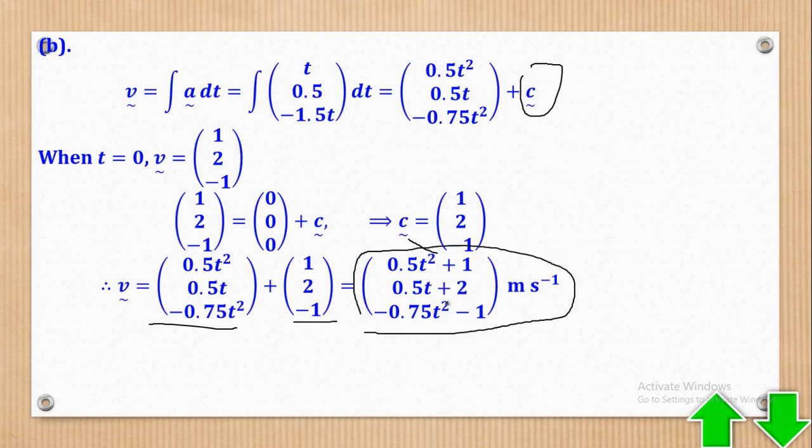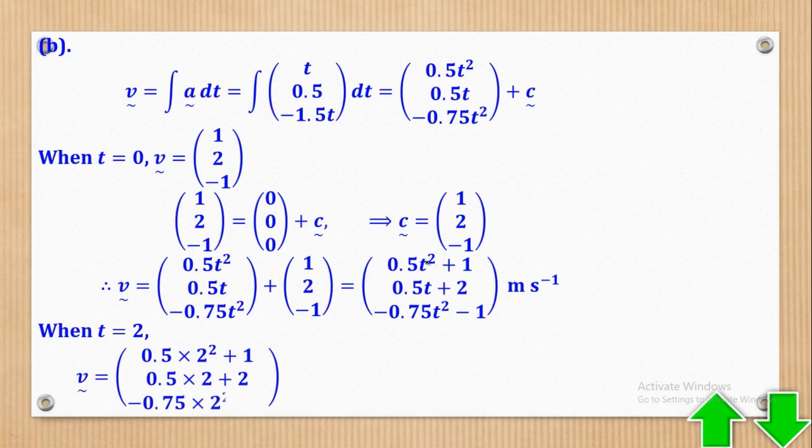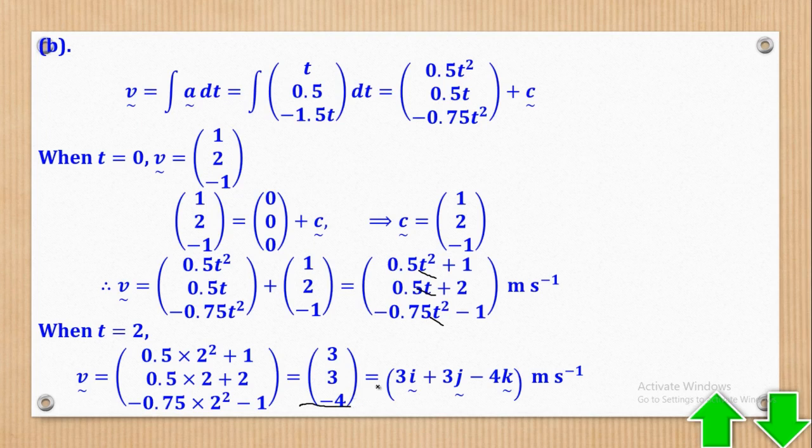So don't forget, units were given in the question, so you also have to put the units there. But they ask for the velocity after 2 seconds. So I'll say that when t is equal to 2, I'll substitute for t here, here, and here to come up with 3, 3, negative 4. So in form of ijk, it will be 3i plus 3j minus 4k. So basically that's what they wanted in part B.